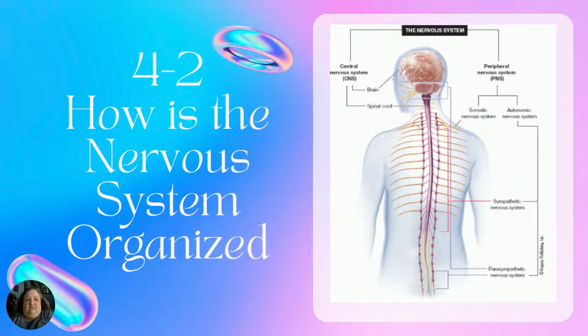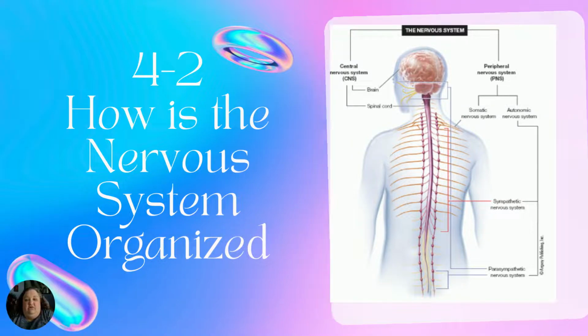All right, Section 4-2 is looking at how the nervous system is organized. As you know, the nervous system consists of the brain and the spine and spinal cord. Those are the main parts of the nervous system. Obviously, you've got some smaller sections, but that's the general overview.